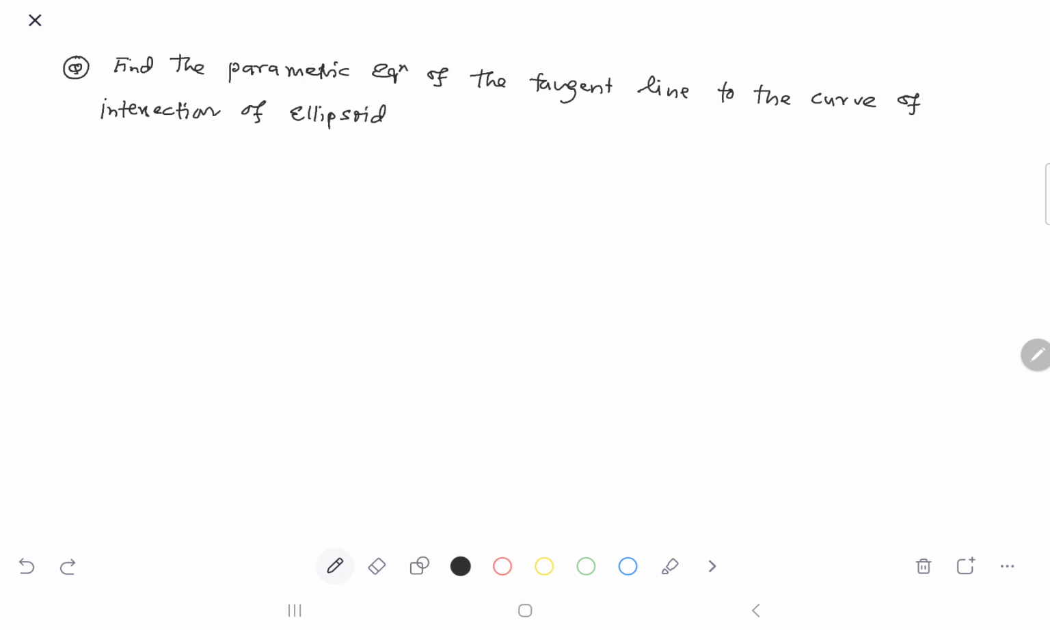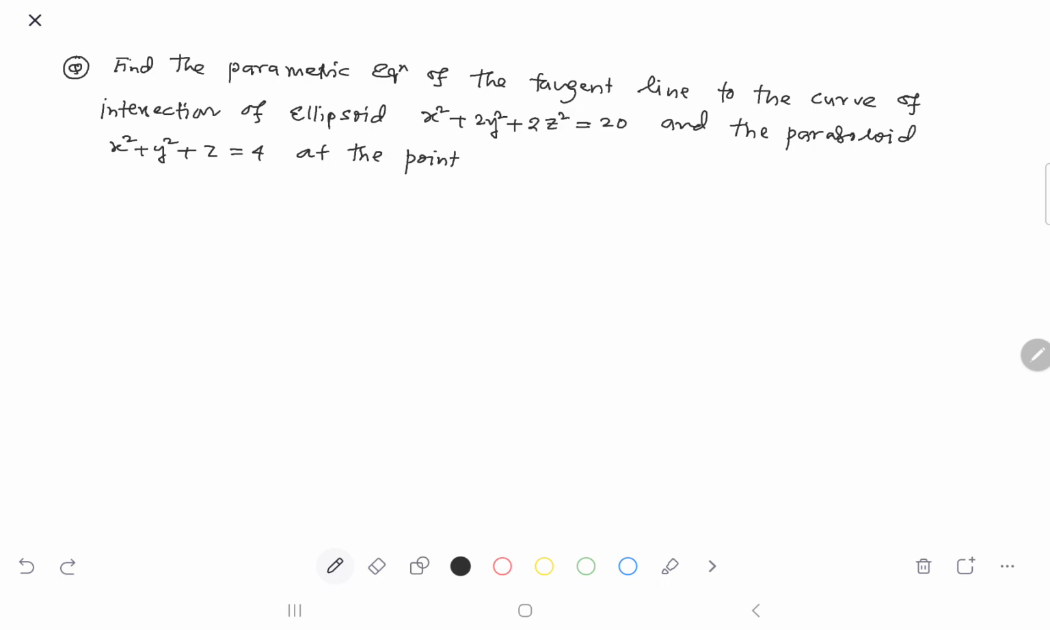So we have two surfaces. The ellipsoid is given by x squared plus 2y squared plus 2z squared equals 20, and the paraboloid whose equation is given by x squared plus y squared plus z equals 4 at the point (0, 1, 3).